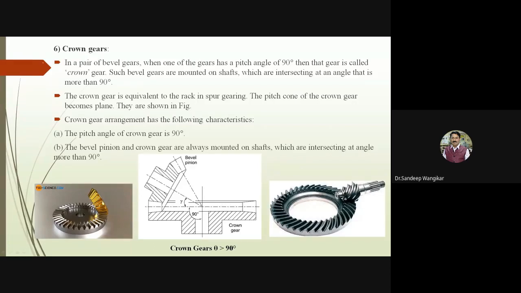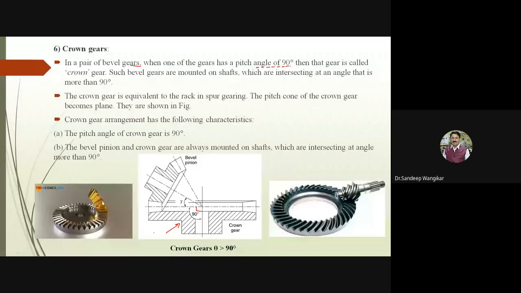In a pair of bevel gears, when one of the gears has a pitch angle of 90 degrees, we will see in detail what pitch angle is in the terminology. When the pitch angle is 90 degrees, that gear is called the crown gear. See here, I will highlight in this diagram: the pitch angle of only one gear is 90 degrees. Then we will call it the crown gear.